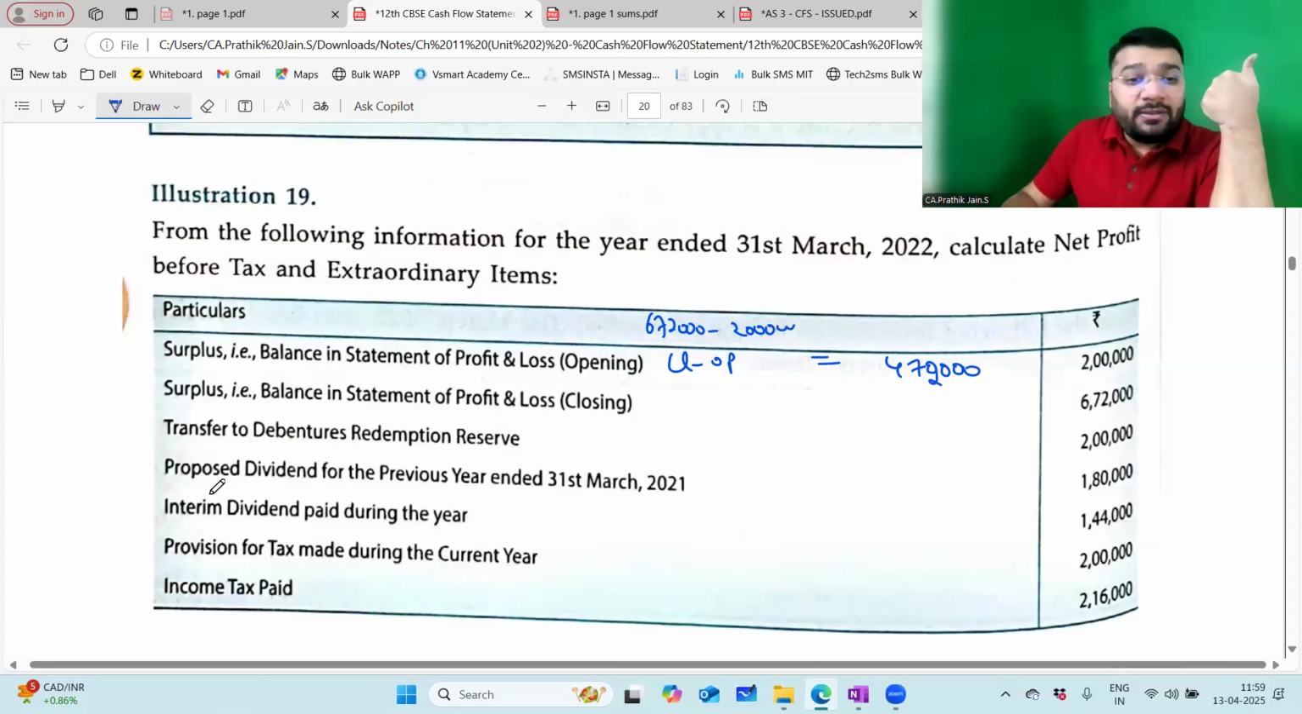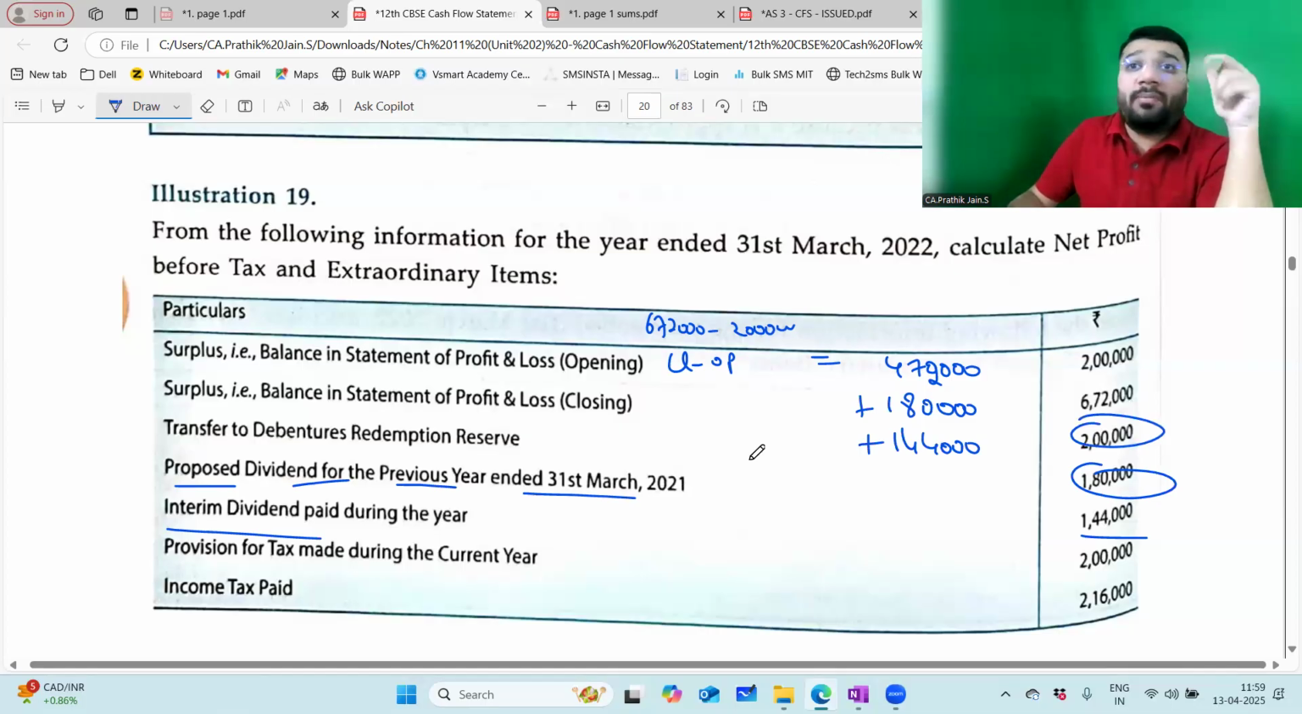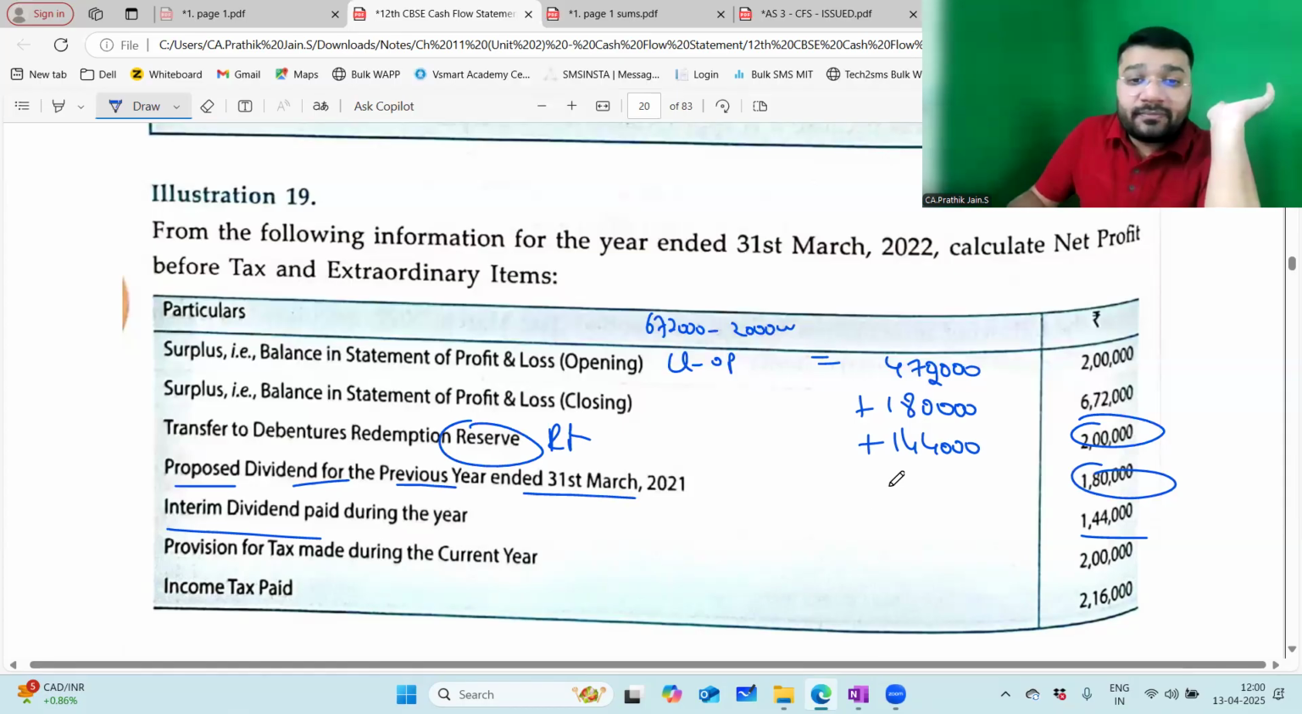Is there any equity dividend? Proposed dividend of the previous year is there? So add back 1,80,000. Any preference dividend? No. Interim dividend during the year? Yes. How much? Add back 1,44,000. Any information about transfer to reserves? Yes. 2 lakh has been transferred to debenture redemption reserve. For the purpose of redeeming the debenture in future, I need money, no? So from the savings, I'm transferring. So this is a reserve created out of the revenue reserve. Hence, we have to add back 2 lakh rupees.